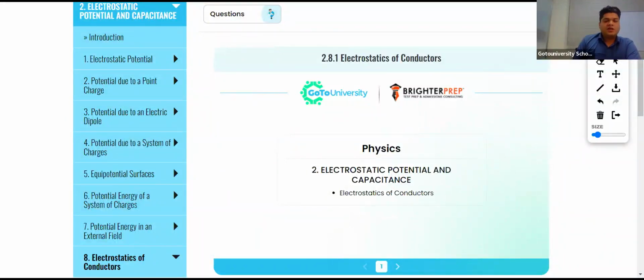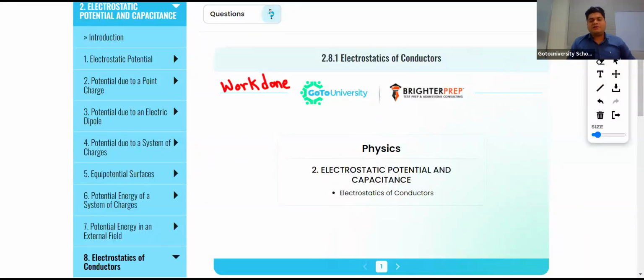Then we have potential energy of system of charges. What is potential energy? How to find potential energy? Yesterday we saw how we can find the potential energy. How? With the help of work done. With the help of work done, we can find potential energy. This work done is stored in the form of potential energy.